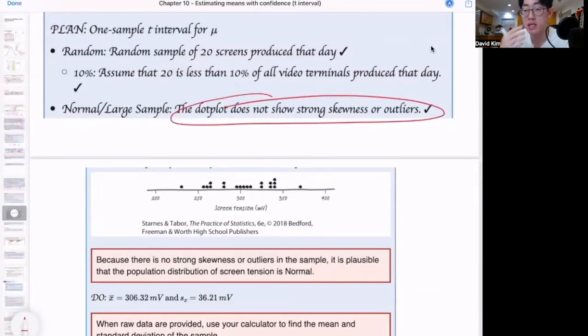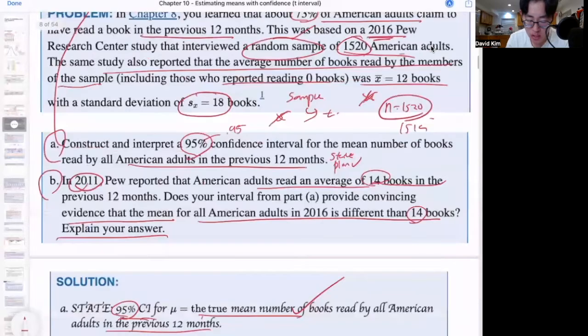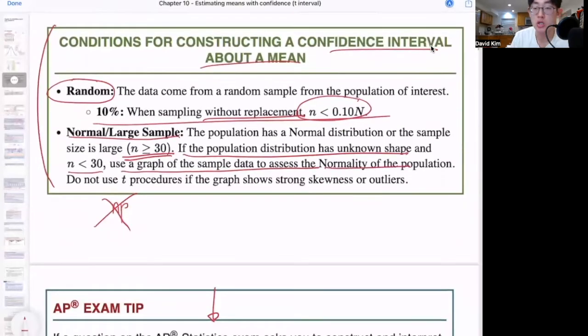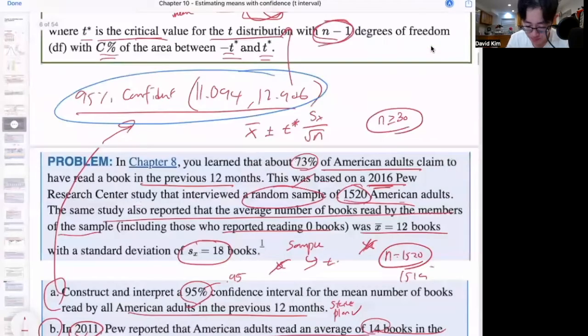So this is something that's actually different from the other chapters: even though the central limit theorem states that n has to be bigger than or equal to 30, when you look up here, if the population distribution has unknown shape and n is less than 30, use a graph of the sample data to assess normality. So if you use a dot plot to display the entire data set and it does not appear to have too much skew, then we can assume normality for that type of problem, and then we can move on.